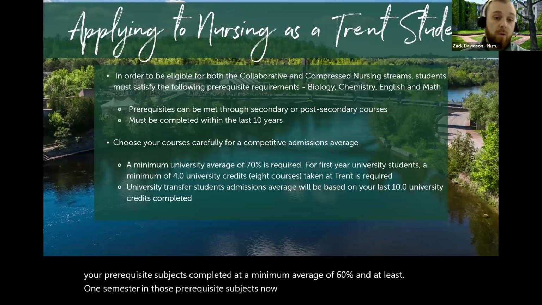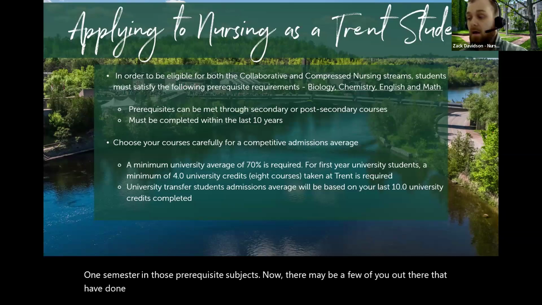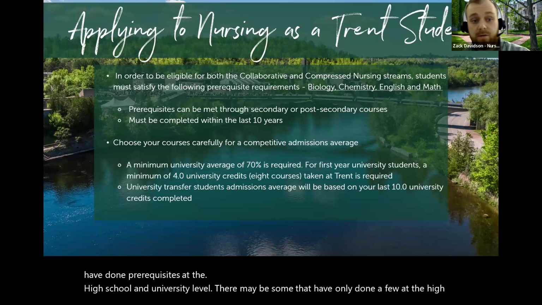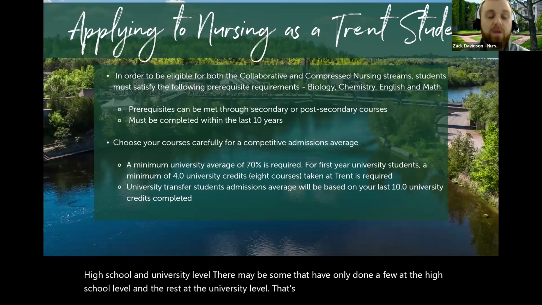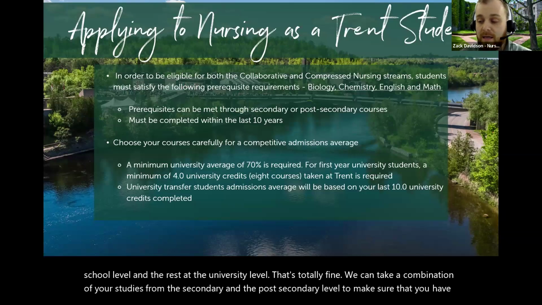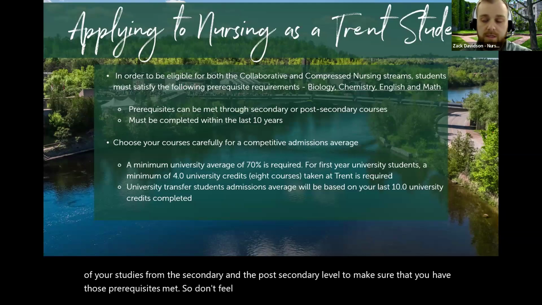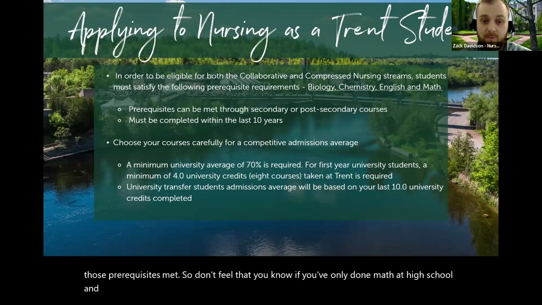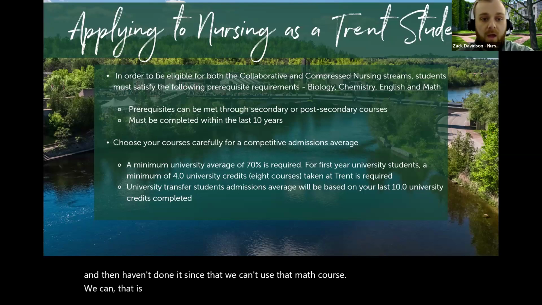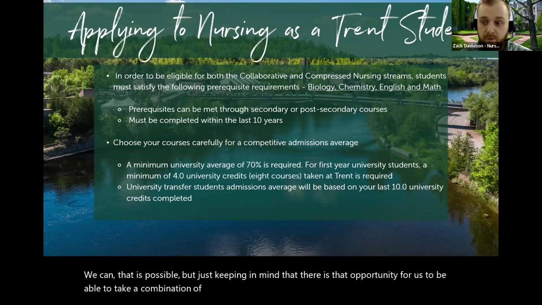Now, there may be a few of you out there that have done prerequisites at the high school and university level. There may be some that have only done a few at the high school level and the rest at the university level. That's totally fine. We can take a combination of your studies from the secondary and the post-secondary level to make sure that you have those prerequisites met. So don't feel that, if you've only done math at high school and then haven't done it since, that we can't use that math course. We can, that is possible. But just keeping in mind that there is that opportunity for us to be able to take a combination of courses when it comes to prerequisites.